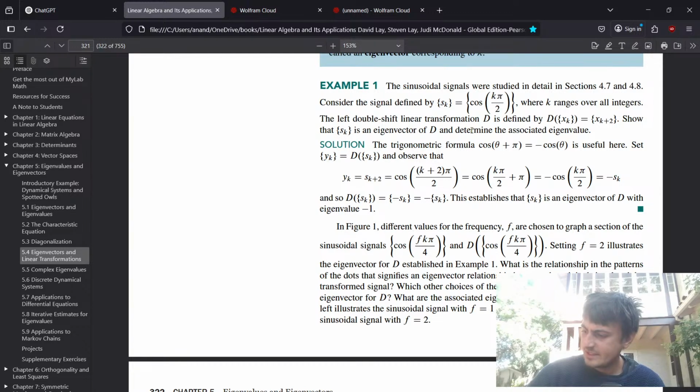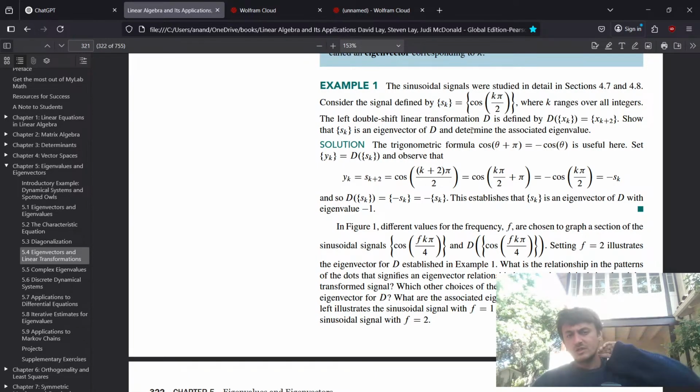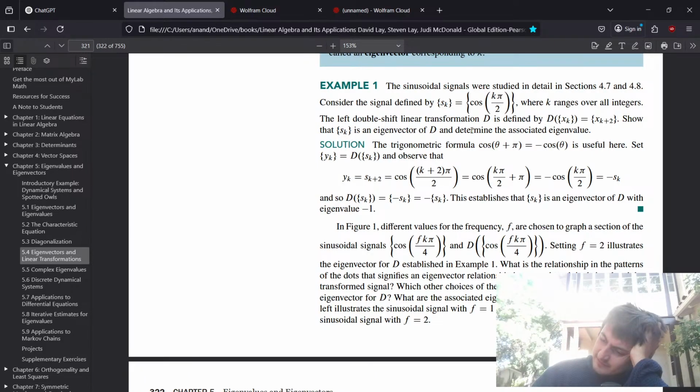Show s_k is an eigenvector of D. That's pretty crazy, man. So D of s_k is equal to s of k plus 2, which is equal to cos of (k plus 2) pi over 2, which is equal to cos of k pi over 2 plus pi. But that's equal to minus cos of k pi over 2. Okay, so that's what they get here, which is equal to minus s_k.